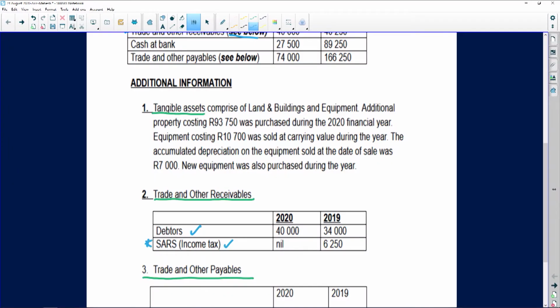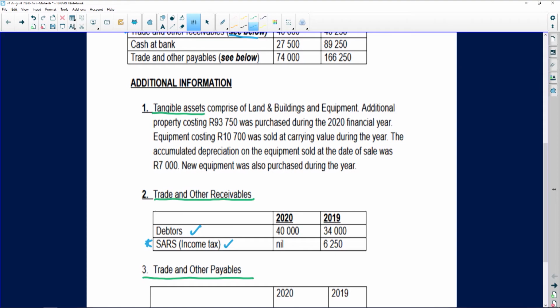Now remember guys, when you are doing this part of the calculation, you need to obviously take everything into account in the note trade and other receivables, except for SARS income tax. You need to leave out SARS income tax. So what am I referring to? You're going to include debtors, you're going to include prepaid expense, you're going to include accrued income, right? But you will exclude SARS income tax. So in this particular case, because we're going to exclude SARS, our focus is only on debtors.